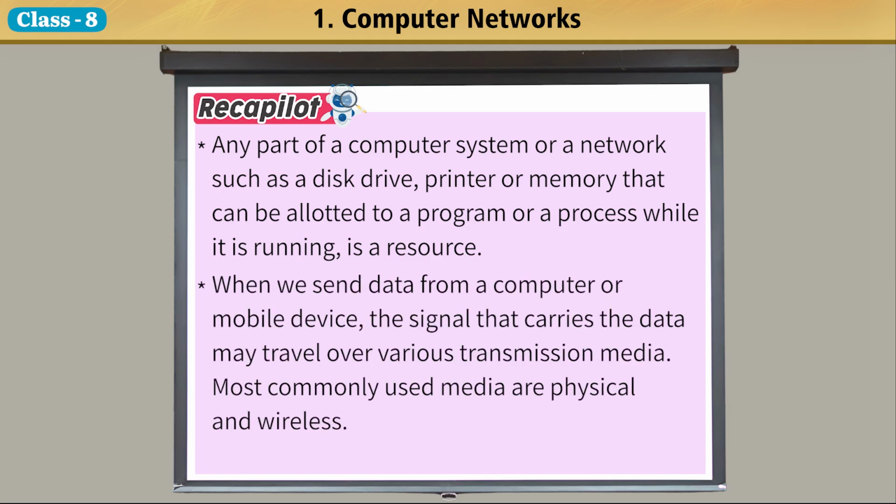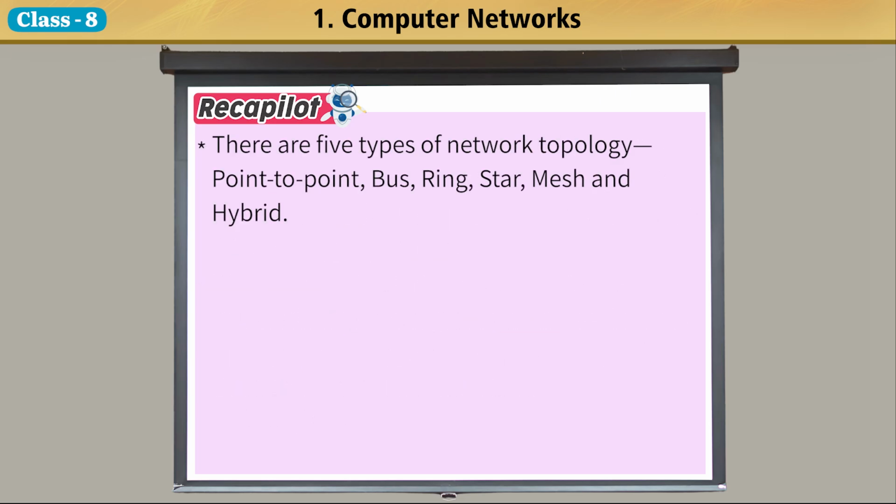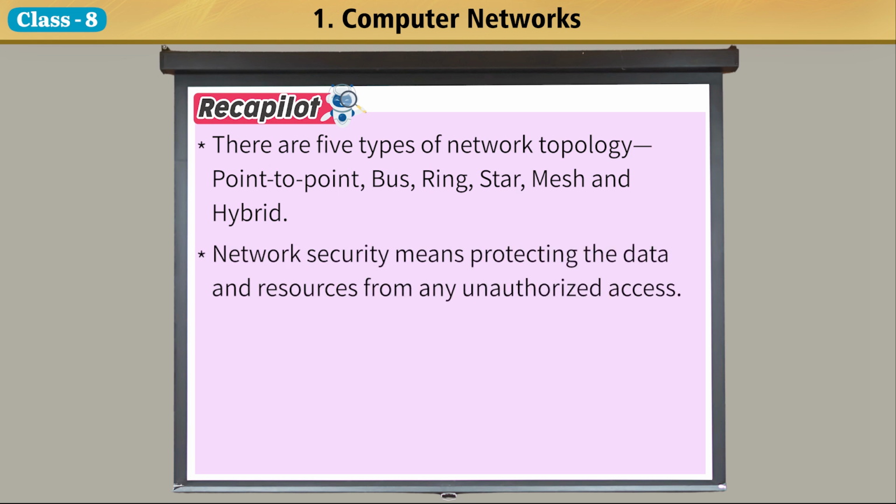When we send data from a computer or mobile device, the signal that carries the data may travel over various transmission media. Most commonly used media are physical and wireless. There are 5 types of network topology: point-to-point, bus, ring, star, mesh and hybrid. Network security means protecting the data and resources from any unauthorized access.